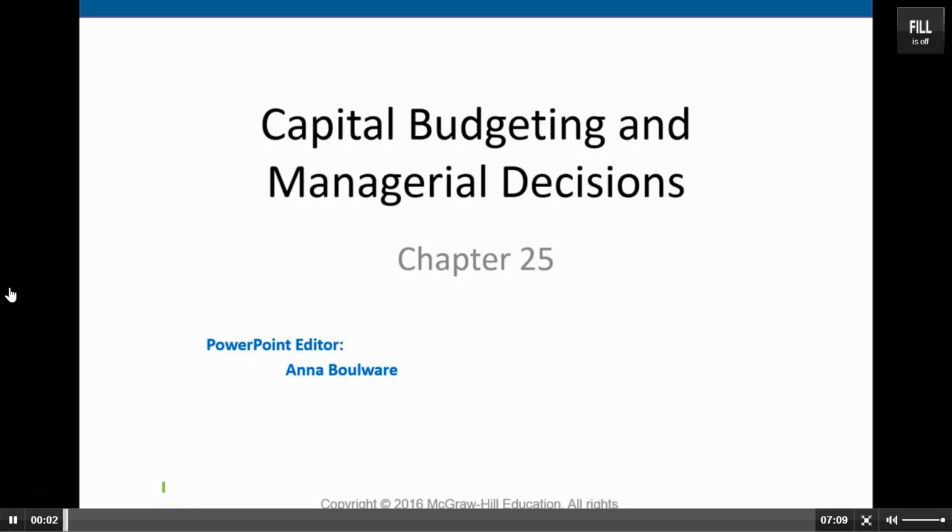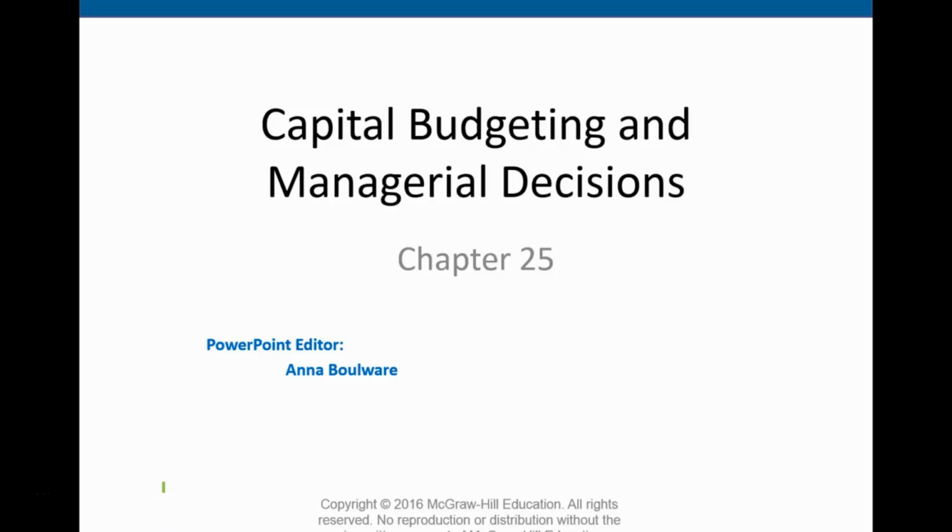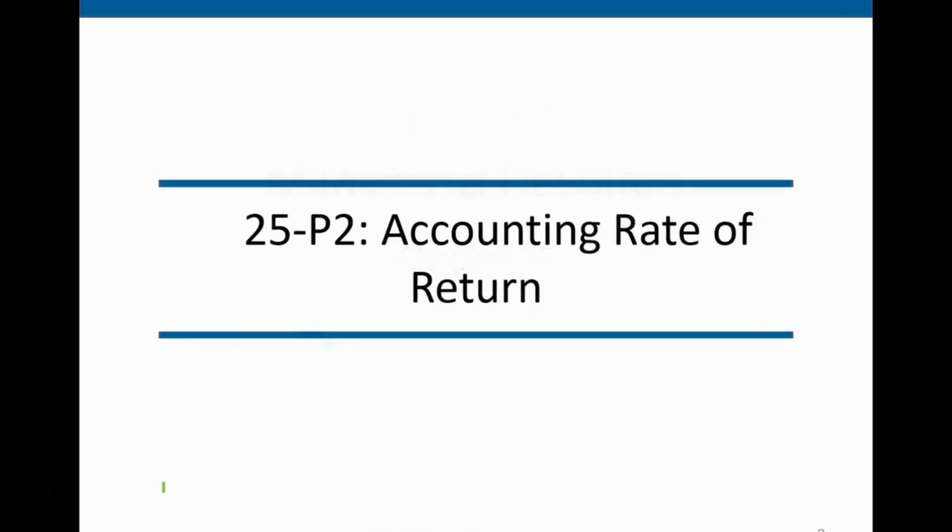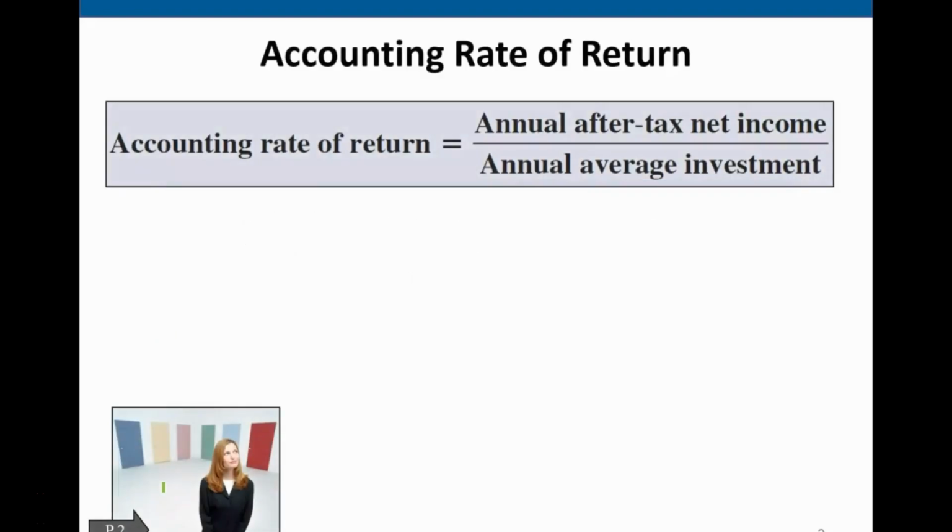In this lecture, we will continue on Chapter 25, where we're talking about capital budgeting and managerial decision making. So we're going to talk now about accounting rate of return, which is another technique that can be used in order to help make decisions. Accounting rate of return would have the annual after-tax net income divided by the annual average investment. So this is another ratio that we could then use to compare types of capital investments.